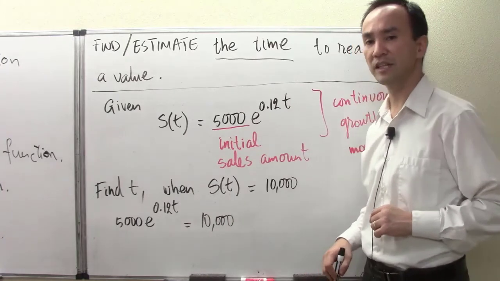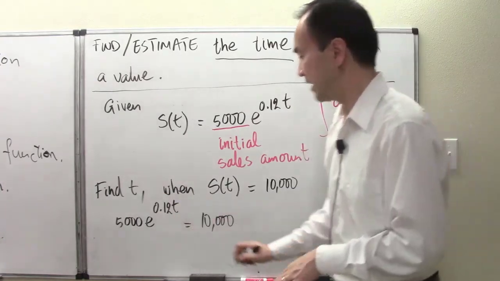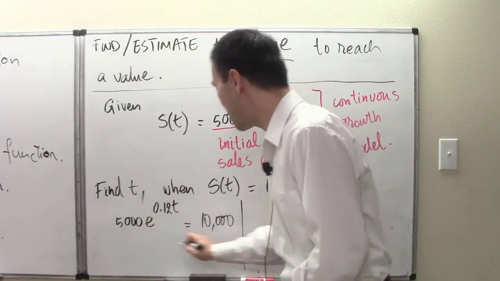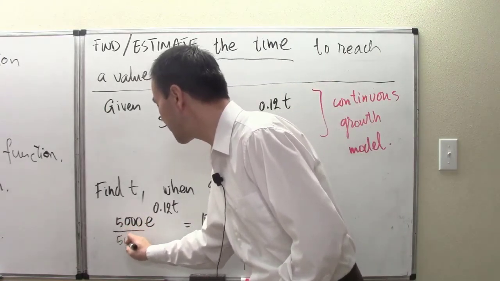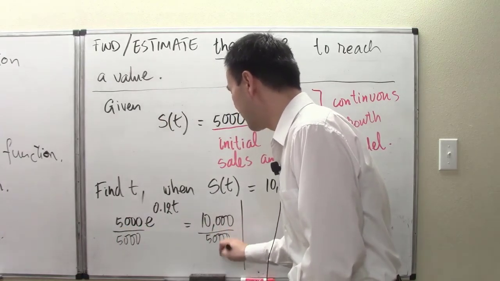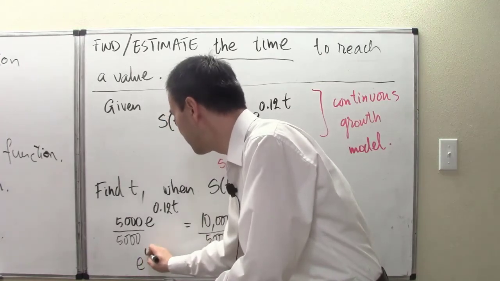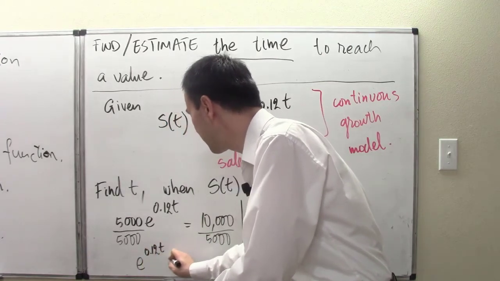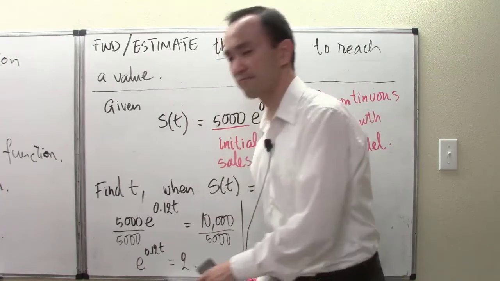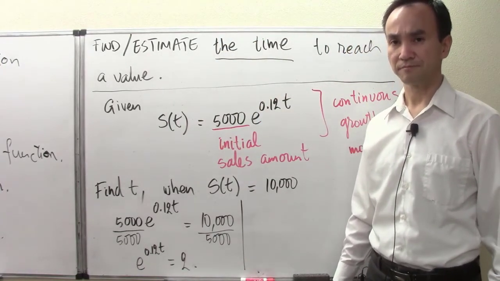I want S of t to equal 10,000. That's how I consequently produced this. And so to solve this equation, I am going to divide both sides of this equation by 5,000. And doing that will take me to e to the 0.12t equals 2. E to the 0.12t equals 2.